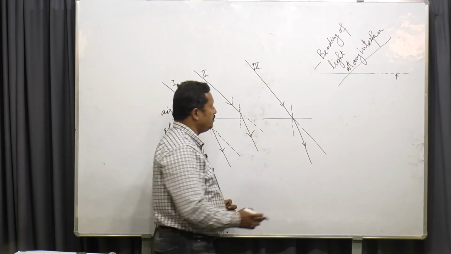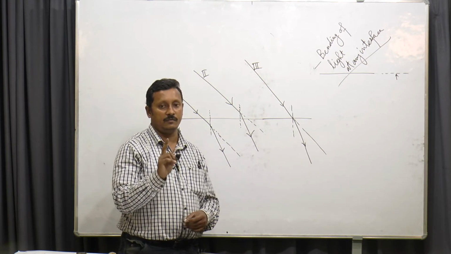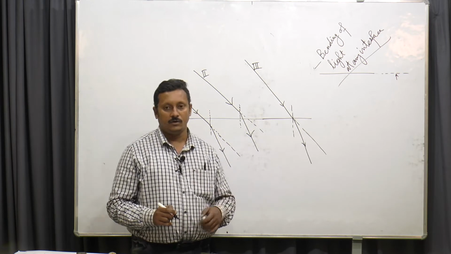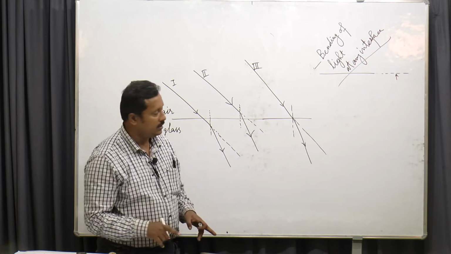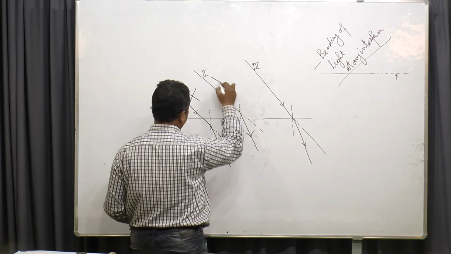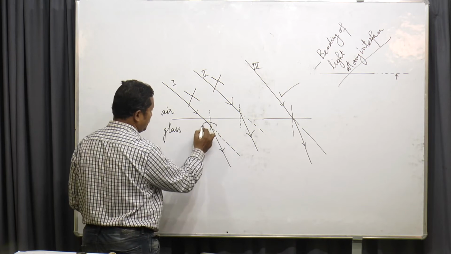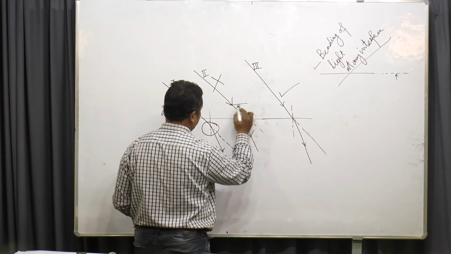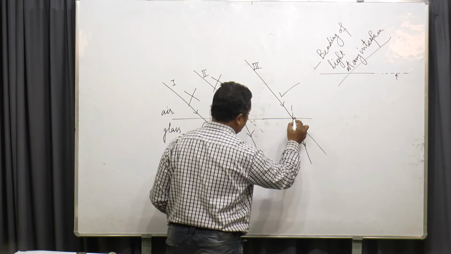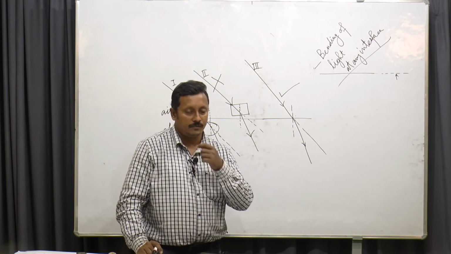What was the definition? Bending of light at any interface. The bending should be at the interface. Remember, not inside, not outside, only at the boundary. So this is wrong, this is not refraction. This is also not refraction. This one is the correct one, because here inside the medium there is a bending, here above the medium there is a bending. This bending is only at the interface. So this one is the correct ray diagram of refraction.